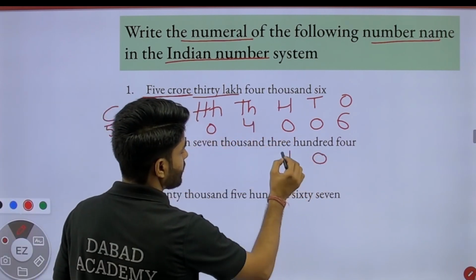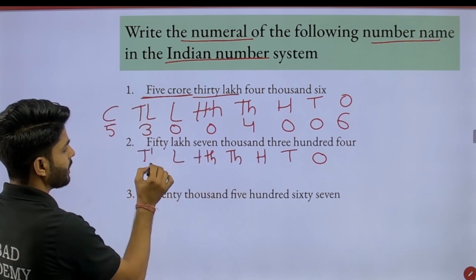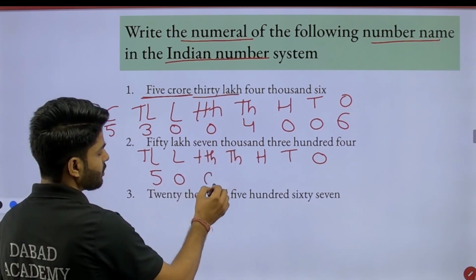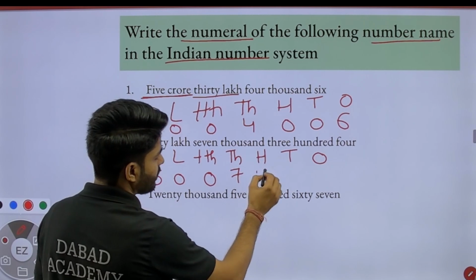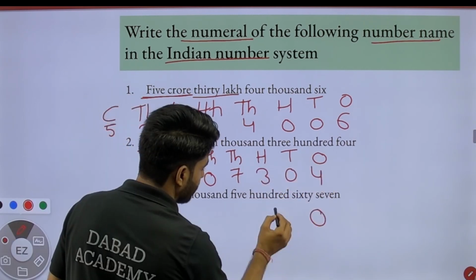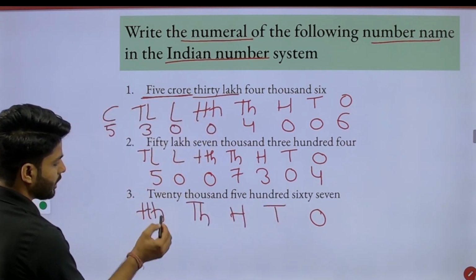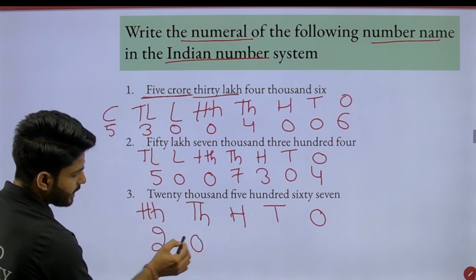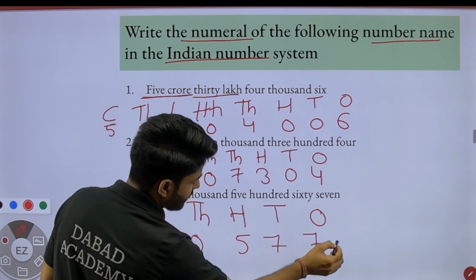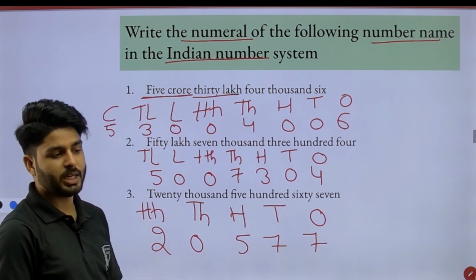Here is ones, tens, hundred, then thousand, then 10,000, then lakh, then 10 lakh. Here is 50 lakh, so we write 50 under the place of lakh. Then we have 7,000, so we write 7,000, then 300, and we have no turn in the tens place, so we put 0, and then 4. Then we have tens, then 100, then 1,000, and then 10,000. In the same way here is 20, we write it as 20. Here is 500, so we put 5 under the 100, and 77, so we write it as 77. Okay, this is the numeral form of the number names according to the Indian number system.